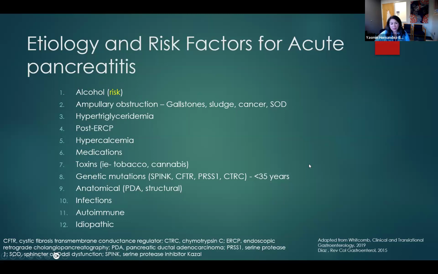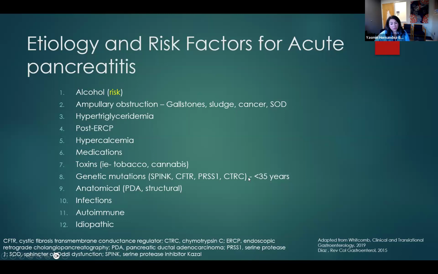Hypertriglyceridemia and post-ERCP pancreatitis are also common etiologies. Medications can cause pancreatitis, though I caution against blaming one medication so that the patient can never get it again. So a really careful discussion about when it was given is important. Toxins such as tobacco can increase the risk of progression to chronic pancreatitis.